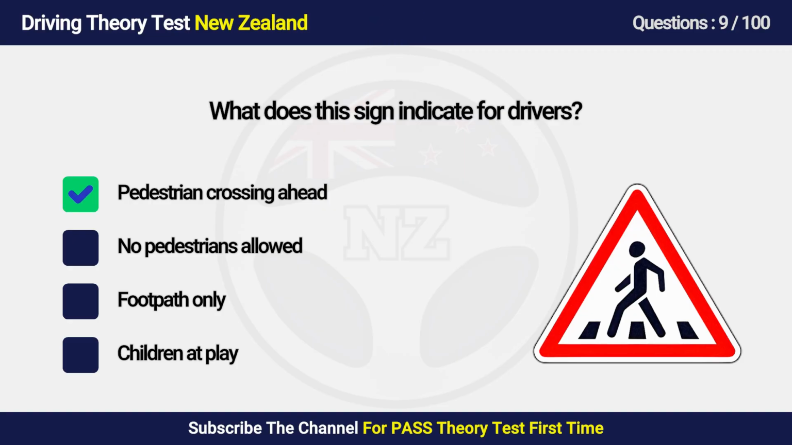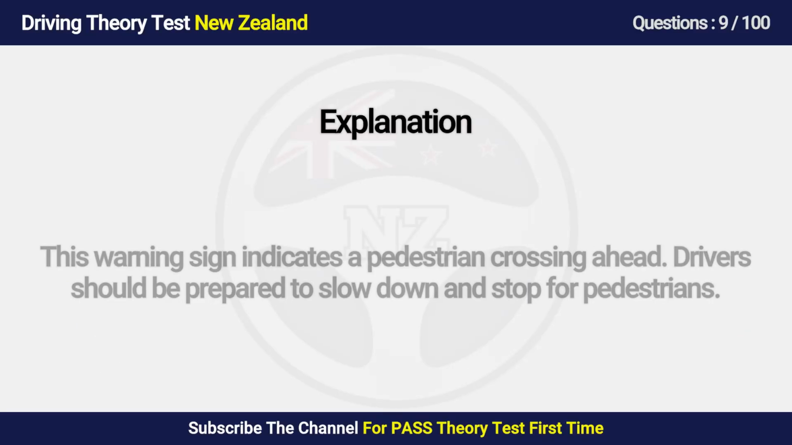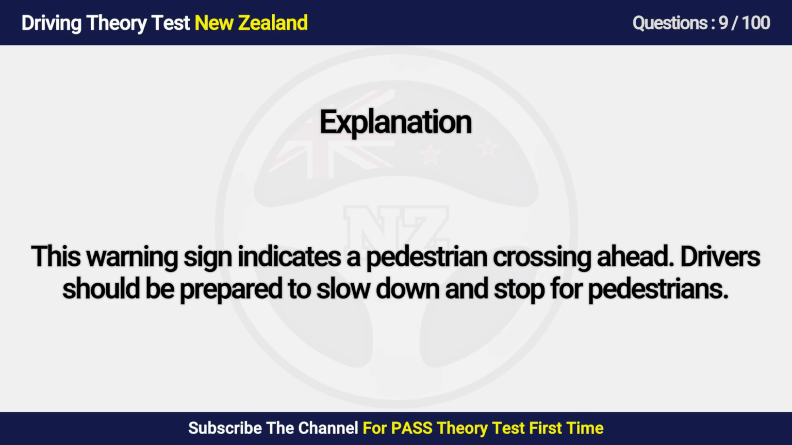Answer is A. Pedestrian crossing ahead. This warning sign indicates a pedestrian crossing ahead. Drivers should be prepared to slow down and stop for pedestrians.